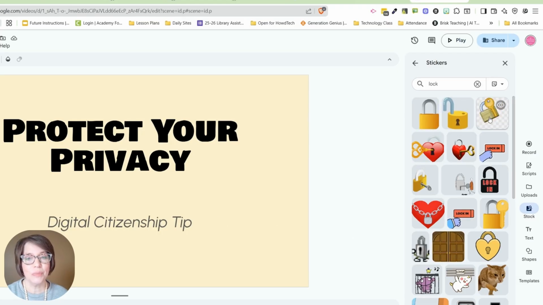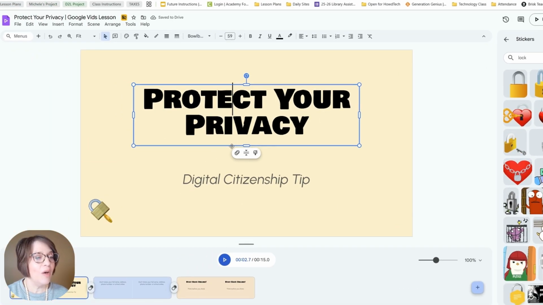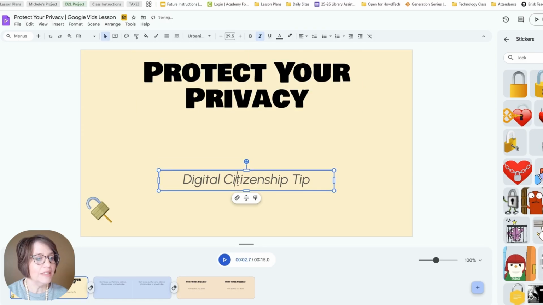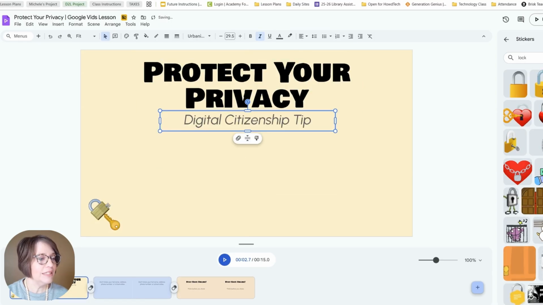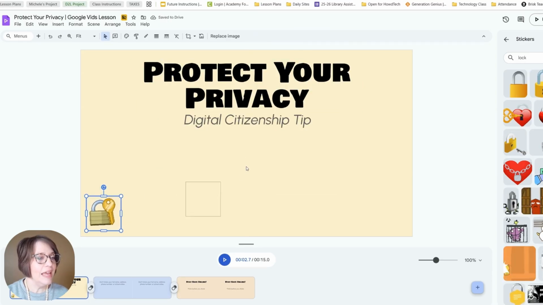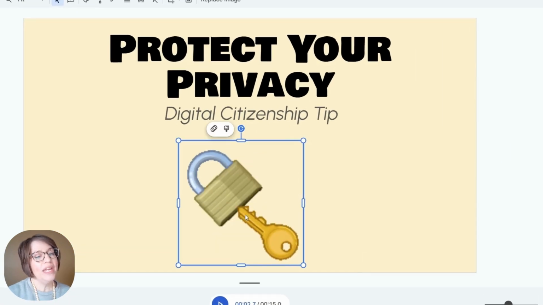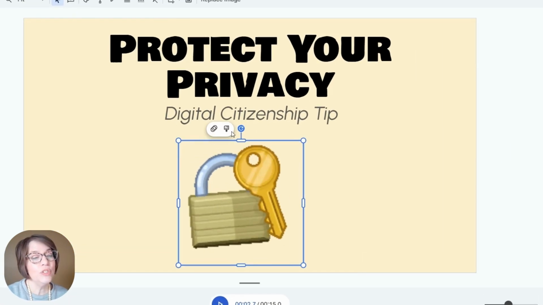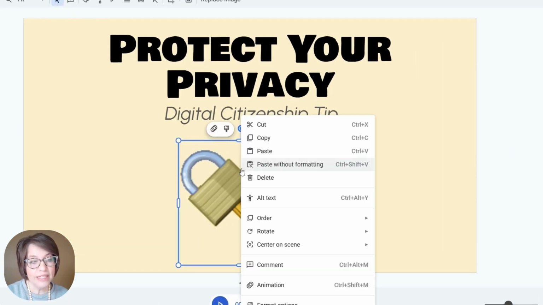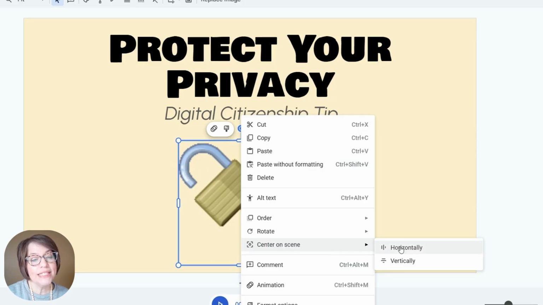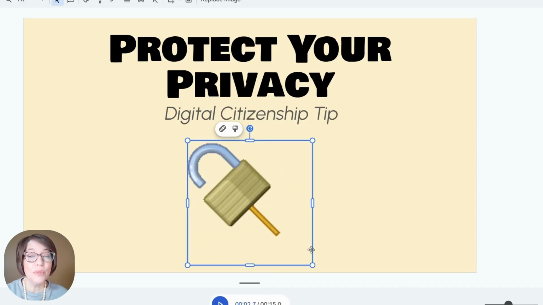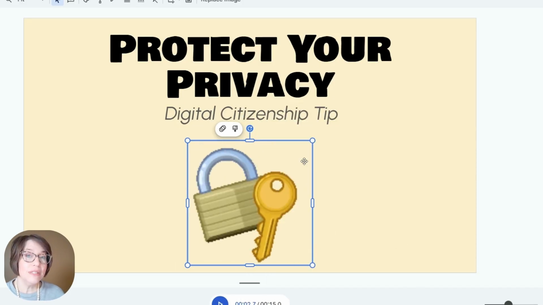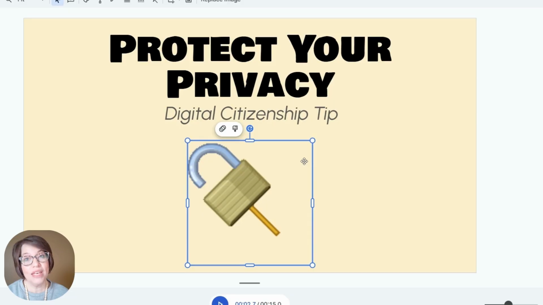I'm going to try this one, and I can now move things around, put this up a little bit, but bring this lock down below and resize it. One way to make sure that it's right in the middle is once you hover over it, you can right click and then you could press center on scene, and then if you put it horizontally, it puts it right in the middle for you. Move this around to get exactly where you'd like it to be.